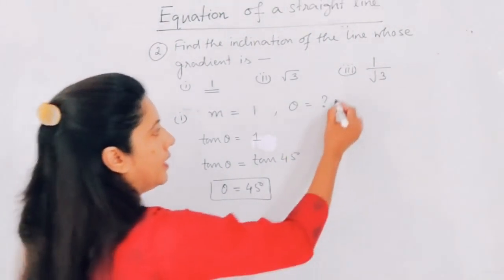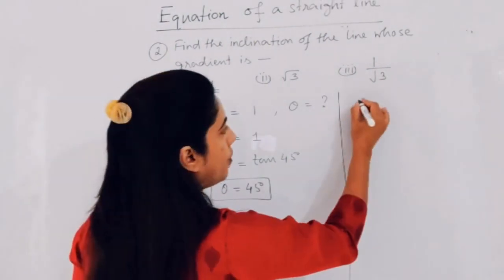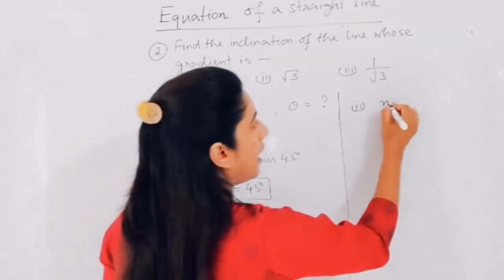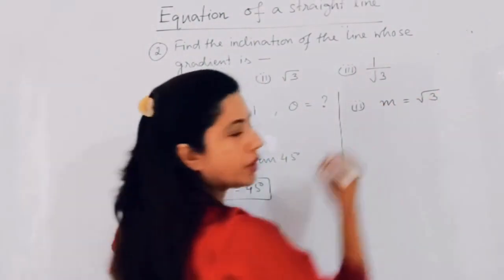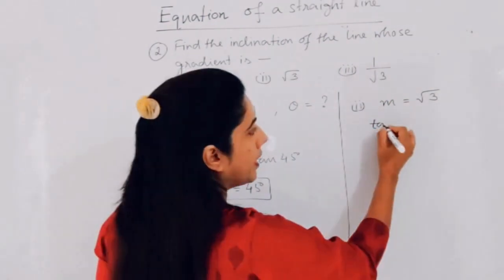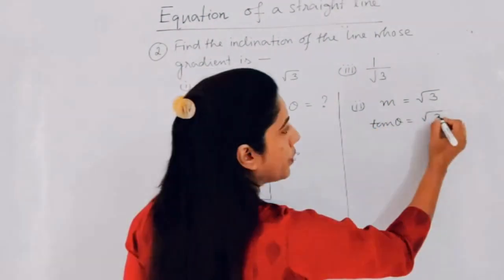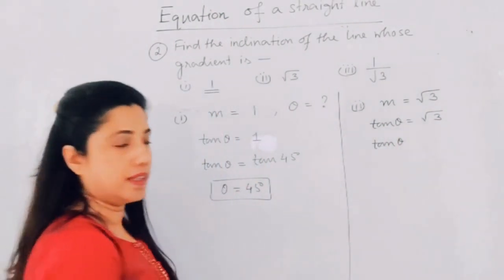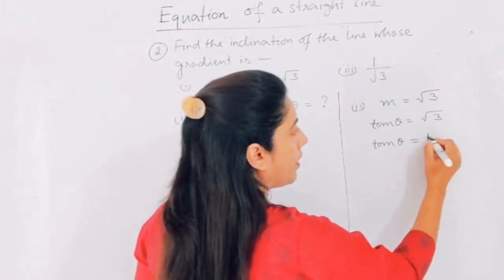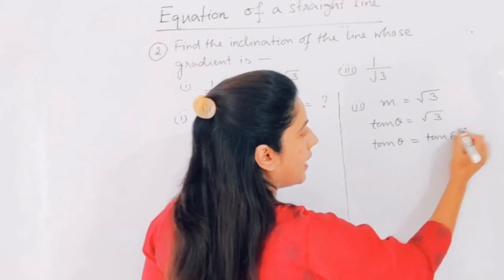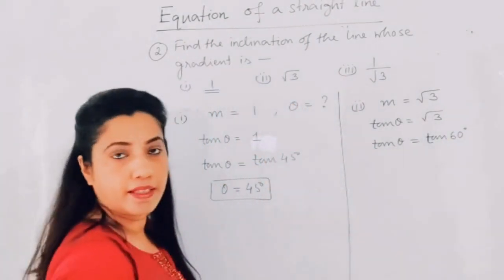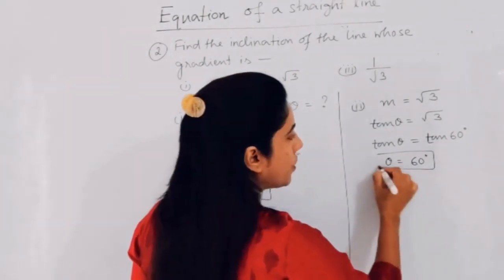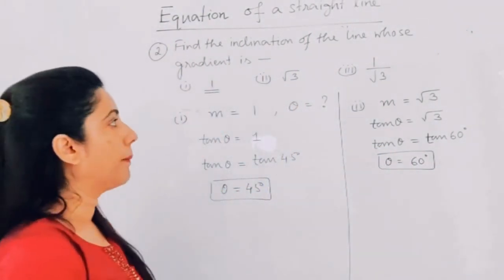Let's do the second sum. I hope you all understood. Second sum, the gradient is root 3. So here m is equal to root 3. M is tan theta again. Tan theta is equal to root 3. Now think which value of tan is root 3? Tan 60 degree. So in place of root 3, we'll write tan 60 degree. Again from both sides you can neglect tan. So it will be theta is equal to 60 degree. So the inclination of this line is 60 degree.